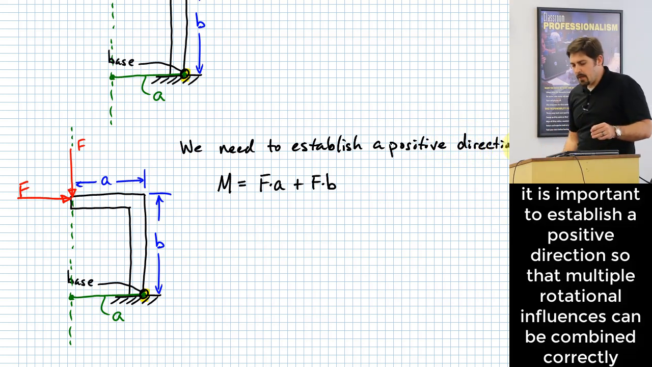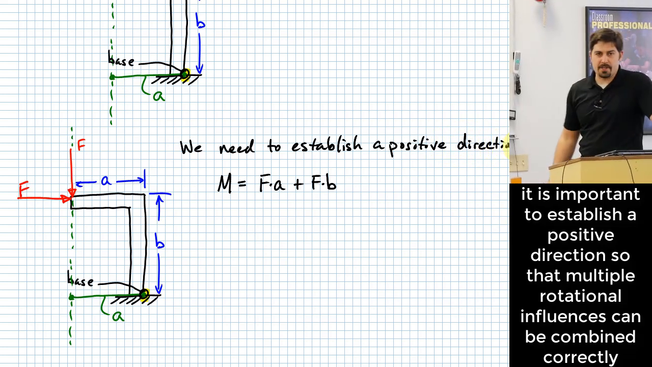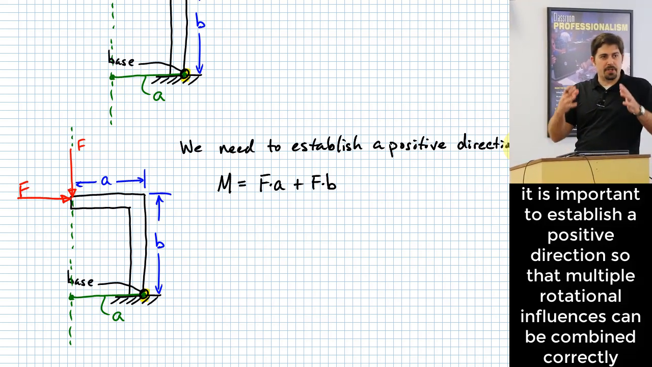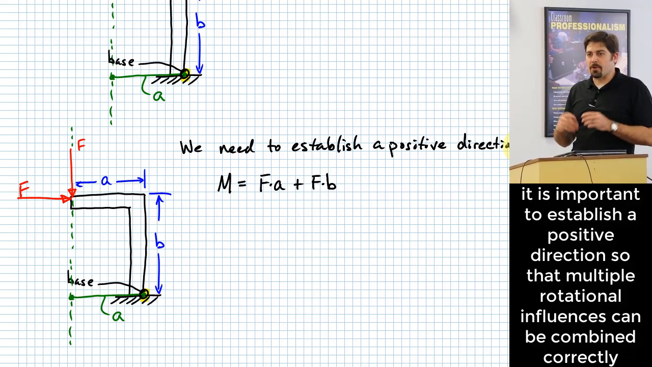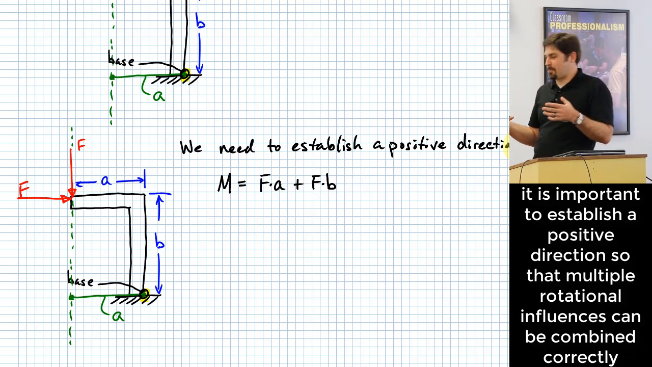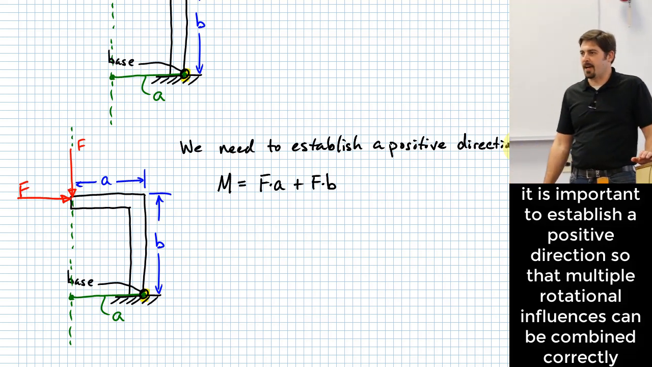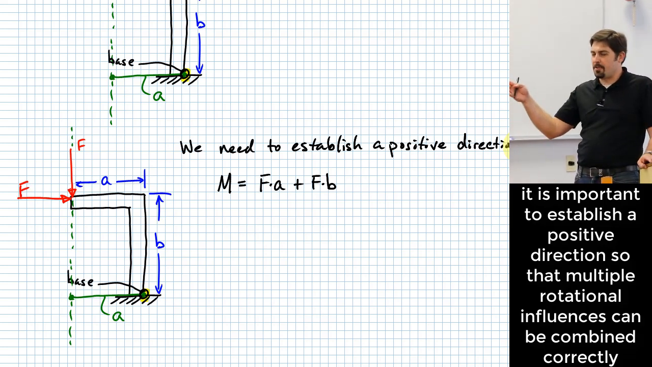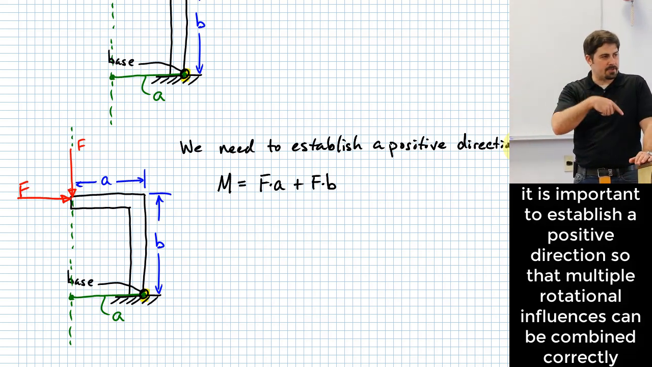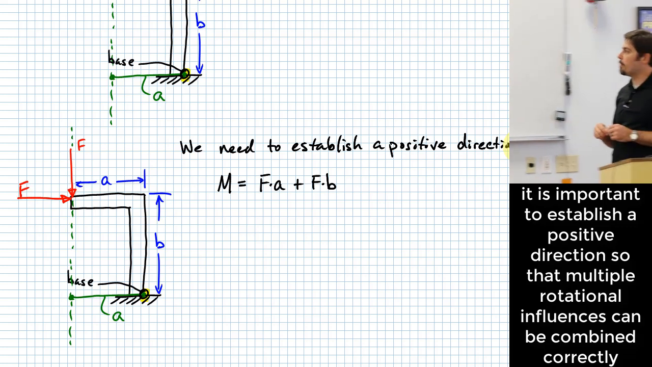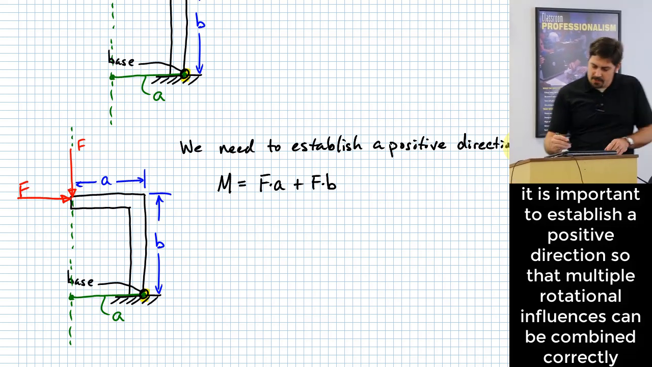Okay? And there isn't just one way to do this. There's not an absolutely correct way to do this. But it's important that you establish a direction that is positive, or else you won't know how to count each of the contributors. You have to be consistent among all the things that are contributing to the tendency to rotate, or else it won't end up coming up with the right answer. So let's actually do this.